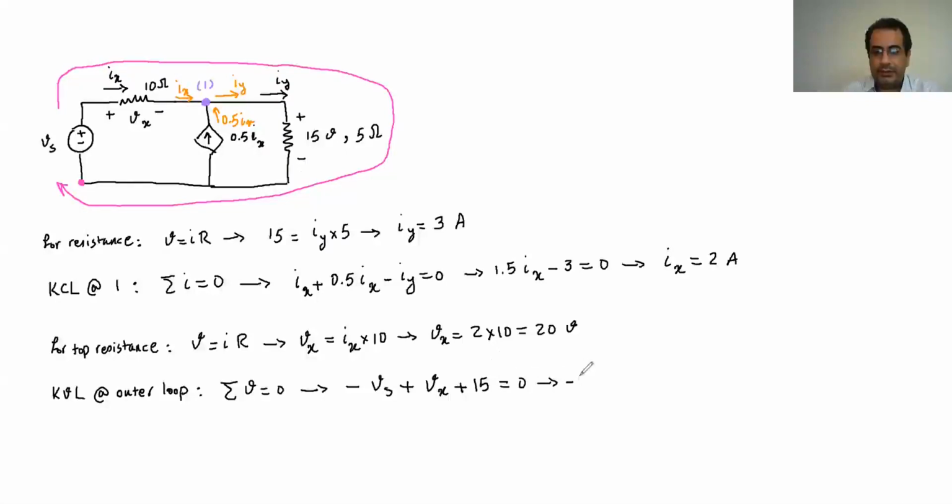So then negative Vs, and I know the Vx is 20 volts, so I just substitute that. 20 plus 15 minus Vs is 0. And then the Vs should come out as, if I did everything right, 35 volts. So now you can see that I have all the currents and voltages I was looking for: the Vs, Ix, Vx, and Iy.